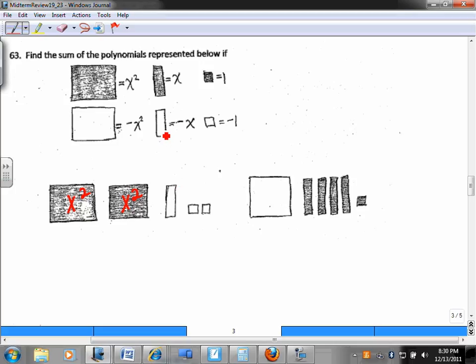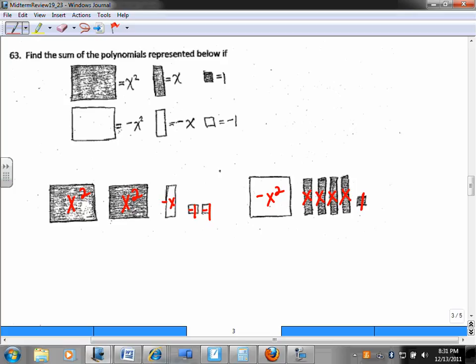Unshaded is negative, so this is going to be negative x. These are 1 units. They're negative, so this one's negative 1, and this one's negative 1. This one is my x squared, but it's negative, so negative x squared. And these are all positive x's, so x, x, x, x. Last but not least, we have our 1 tile down here. It's positive 1.